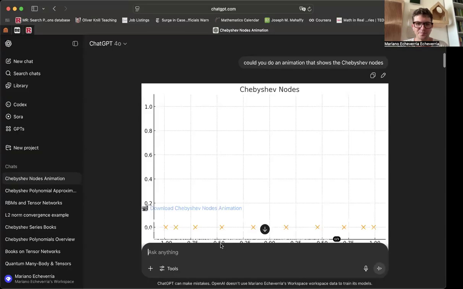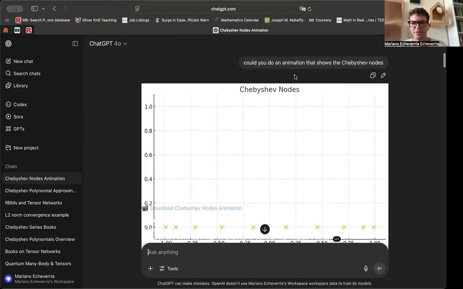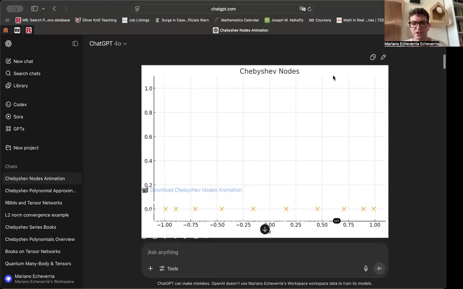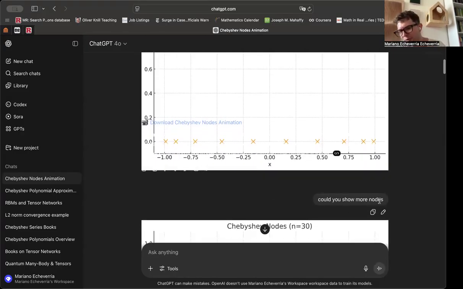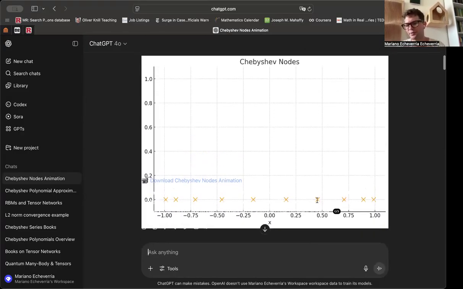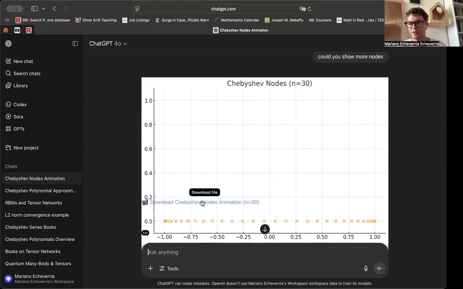If you can see my screen, I asked it, could you do an animation that shows that? Sometimes they're also called nodes. So can you do an animation that shows the Chebyshev nodes? It showed me this at first, and I asked, could you show me more nodes? Because I didn't think this was too representative. Now it shows me the Chebyshev nodes, or the Chebyshev points, when you choose n equals 30.